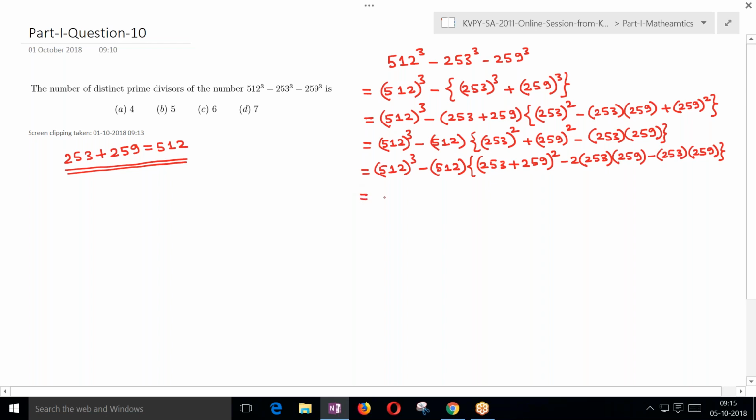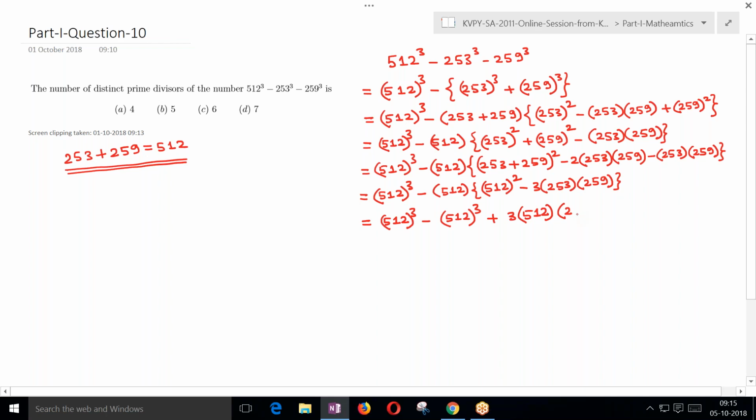512 power 3 minus 512, this is 512 whole square minus 3 into 253 into 259. That is equal to 512 whole cube minus 512 whole cube plus 3 into 512 into 253 into 259.